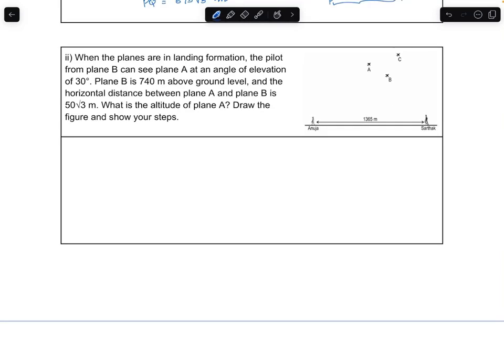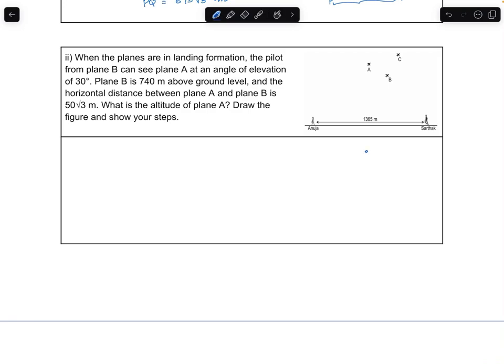Question 2. When the planes are in landing formation, the pilot from plane B can see plane A at an angle of elevation of 30°. Plane B is 740 meters above the ground level and the horizontal distance between the plane A and plane B is 50 root 3 meters. What is the altitude of plane A? Draw the figure and show the steps.